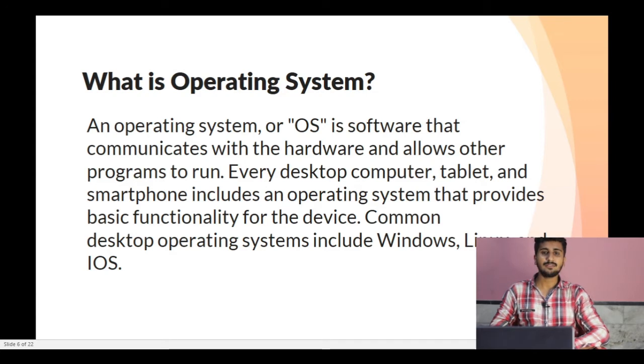So every desktop, computer, laptop and smartphone has a particular operating system. We need operating system to use the resources of the devices. There are some common desktop operating systems such as Windows, Linux and iMac. Usually Windows operating system is most used in the world.